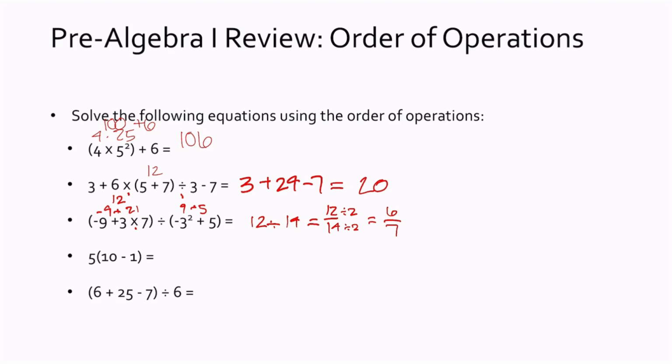So here on this one, we have a 5 outside of the parentheses and no operator between. And remember, in algebra, we can assume when there's no operator, we're multiplying. But we still have to follow the order of operations, and those parentheses happen first. So what we really have here is 5 times 9, which is 45. And then on this last one here, we have 6 plus 25, which is 31, minus 7 is 24. 24 divided by 6 is 4.